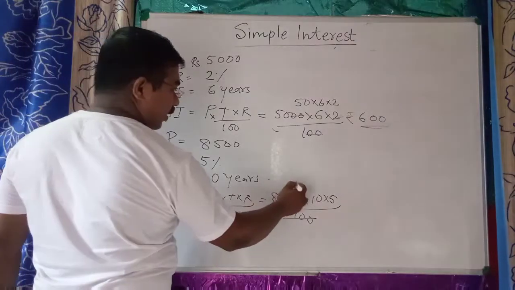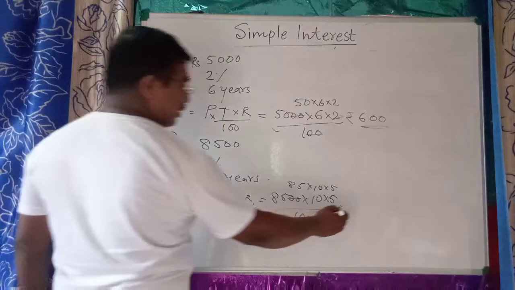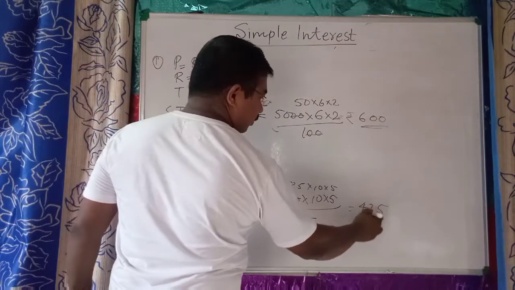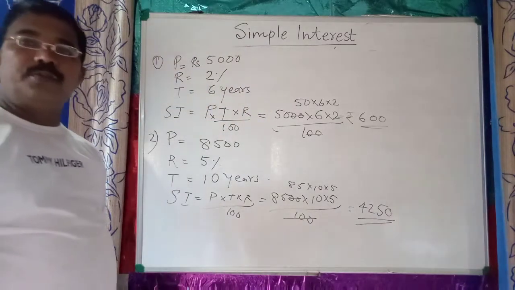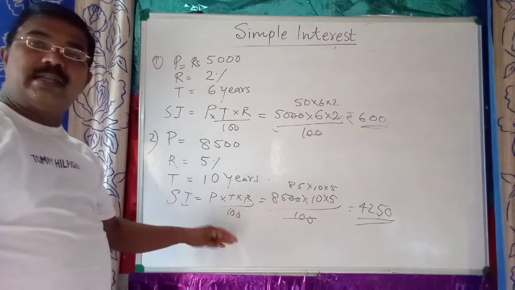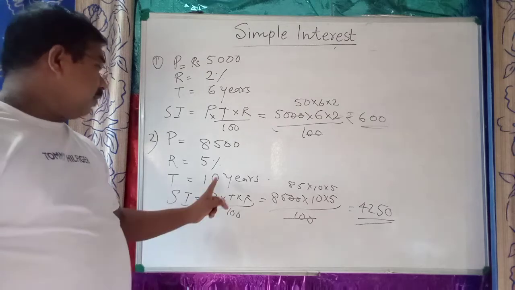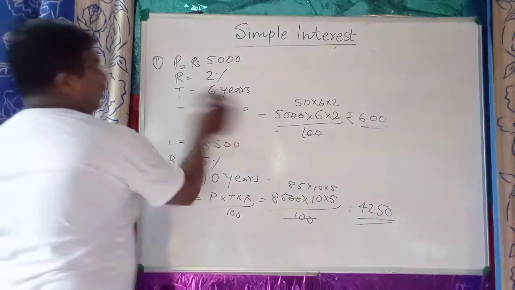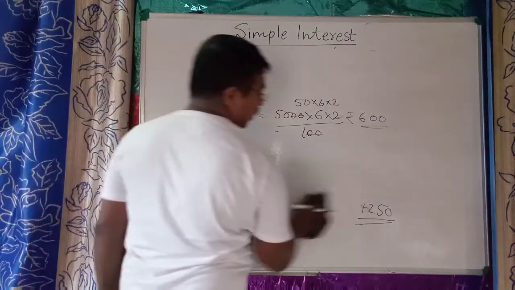Now we have 85 into 10 into 5. Now we will get the answer 4,250. You see here, the amount of interest increases as the time increases. Here it was 6 years, now here it is 10 years, so the amount increased. Now let us see 2 or 3 more examples to find the simple interest.